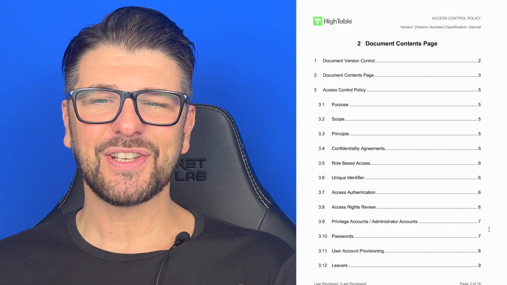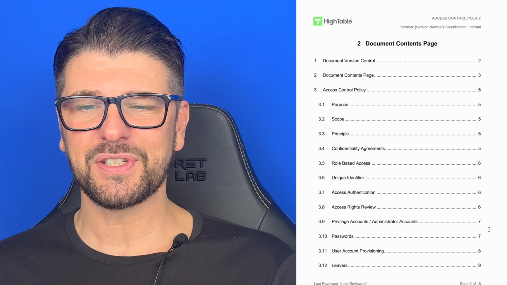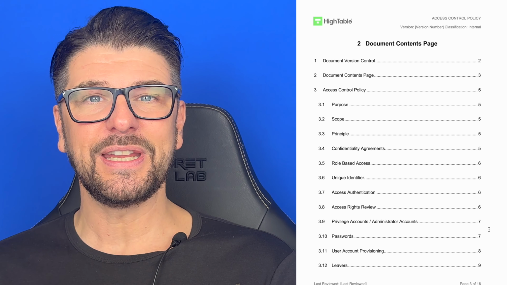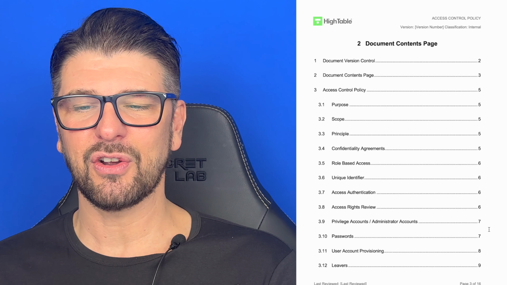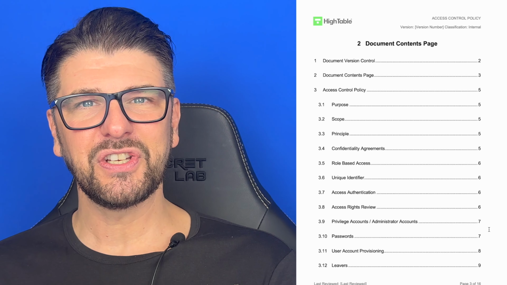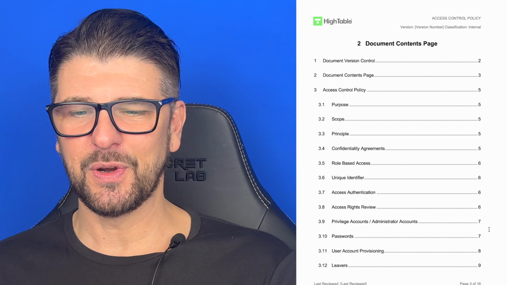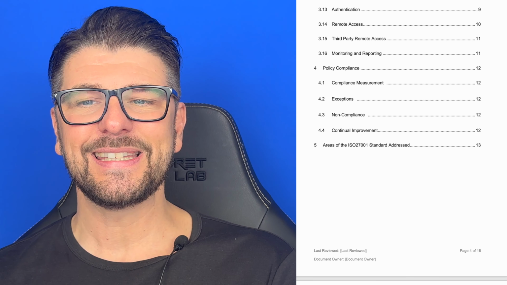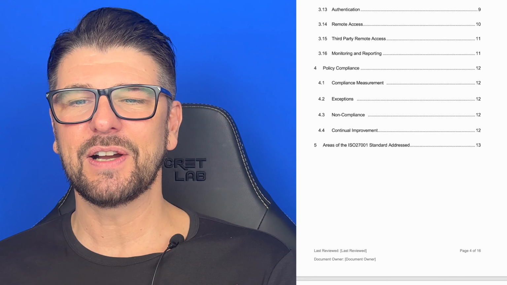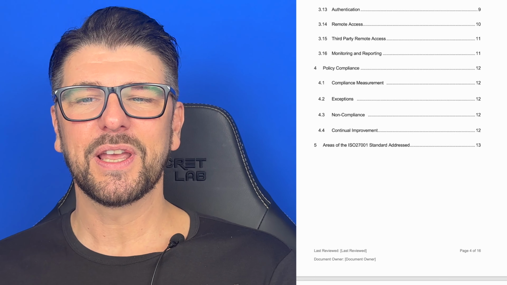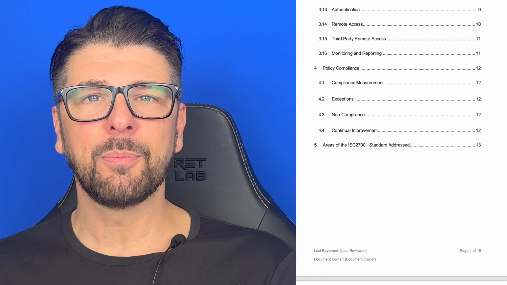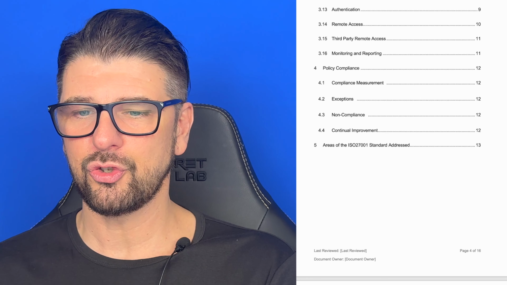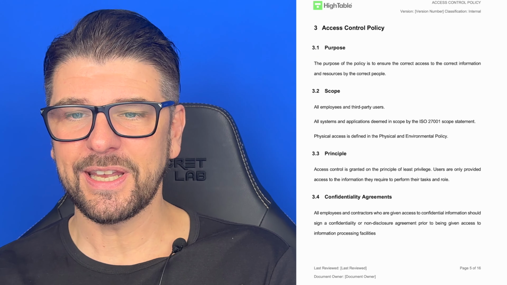The contents of the access control policy are the purpose, the scope, and the principle. We're going to look at confidentiality agreements, role-based access. We're going to look at unique identifiers, access authentication, access rights review, privileged accounts, administrative accounts, passwords, user account provisioning. We're going to look at levers. We're going to cover off authentication, remote access. We're going to cover off third-party remote access. We're going to cover off monitoring and reporting, and then your policy is going to have a policy compliance section, which is covered in other videos and not part of today's tutorial. So let us jump straight in.